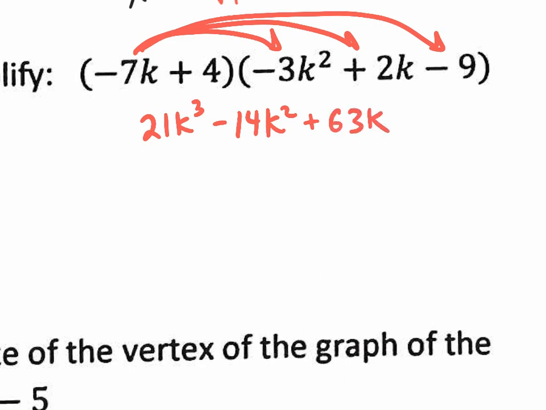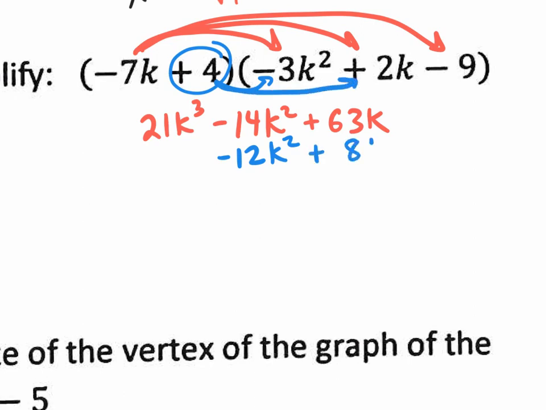All right, so now let's distribute the 4. 4 times negative 3k squared, that's negative 12k squared. And notice I'm not going to put negative 12k squared right here. I could, but it's easier if I write that negative 12k squared right below the other negative 14k squared. That way it'll be ready and easy to combine. And then let's distribute 4 times 2k. That's going to be 8k. And notice that I wrote it right below the 63k. And then 4 times negative 9, that's going to be a negative 36. And I write that at the very end.